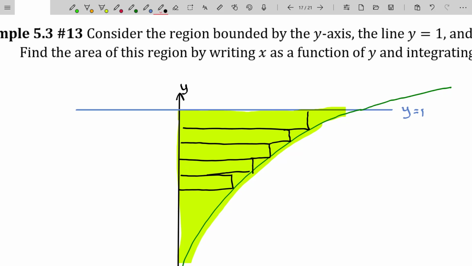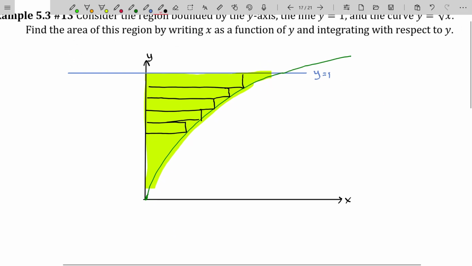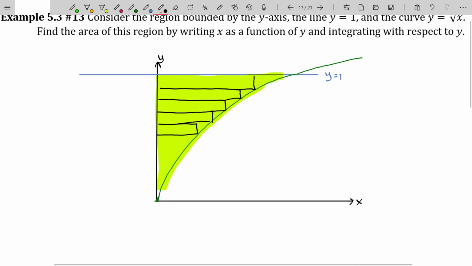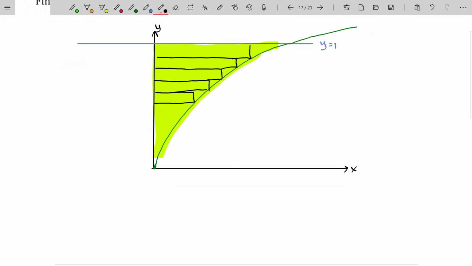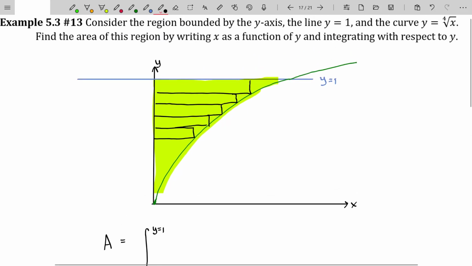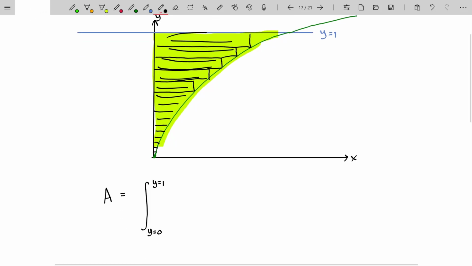So let's find the area of this region by, instead of looking at it the way they've drawn it, tilting our heads and integrating with respect to y. To integrate with respect to y just means you have to look at the world slightly differently. That area is going to be the integral starting at y equals 0 and ending at y equals 1. We're stacking boxes from y equals 0 to y equals 1. I hope that makes sense.